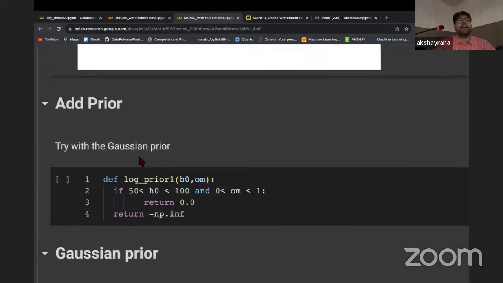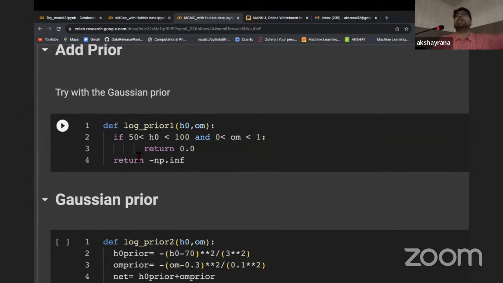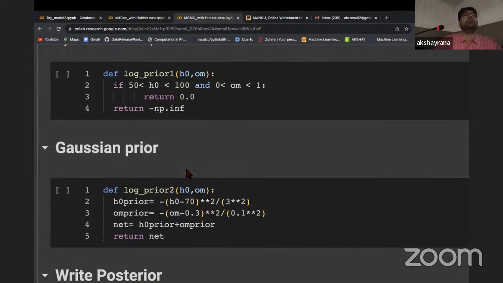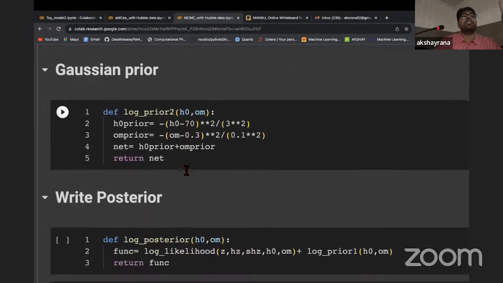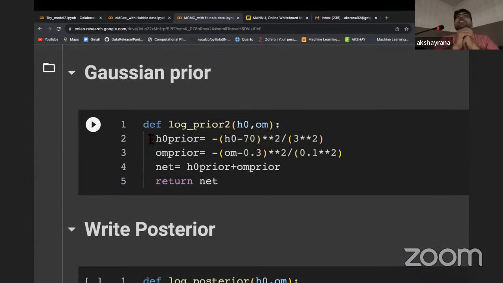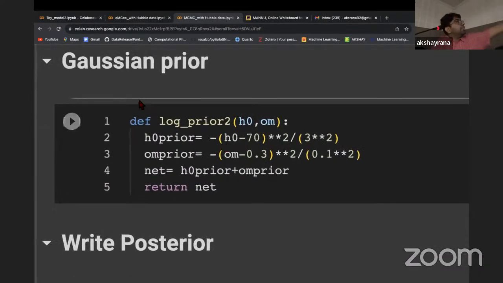Now, the second thing, I need to add the prior. This was my log of likelihood. Now I have to take the log of the prior. What can be the prior? I am going to talk about two choices. Firstly, the choice of the Gaussian prior. Have a look at this log prior. I'm saying it's Gaussian. Can you justify why I'm saying it's a Gaussian?